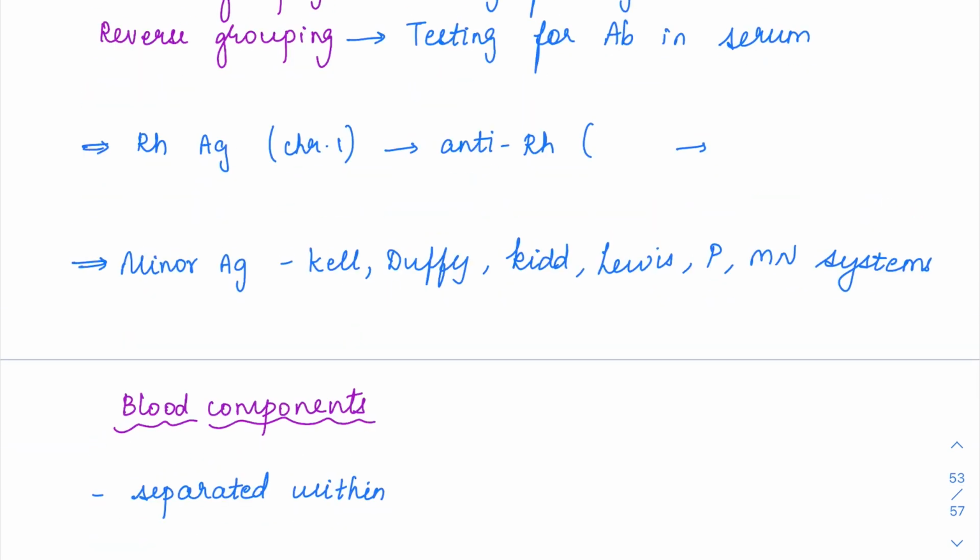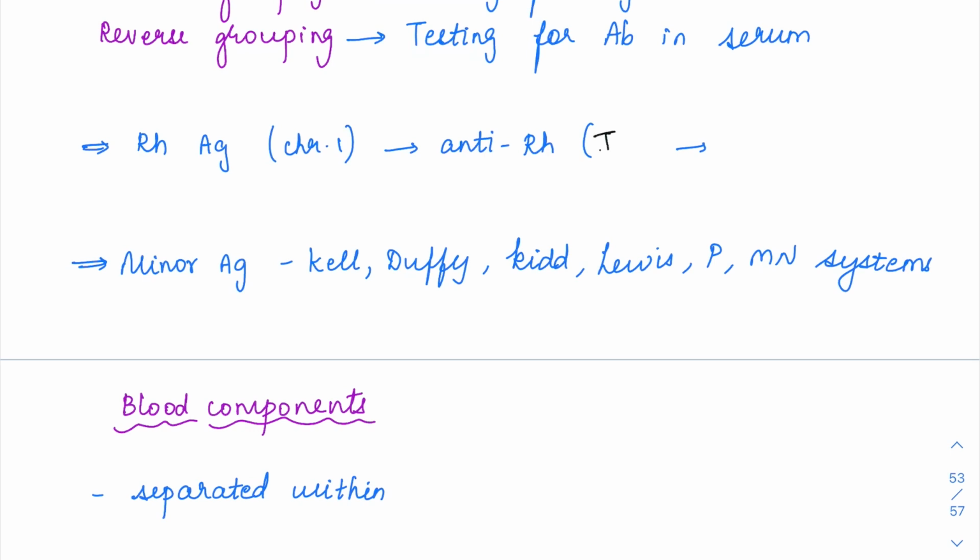So RH antigen, we all know, we call it as A positive, A negative, B positive, B negative, AB positive, AB negative, O positive, O negative, right? So in that, positivity or negativity is going to be determined by the RH antigen. The RH gene is encoded on chromosome 1. So RH antigen can be present or it can be absent. In people who are RH negative, the RH antigen is not present basically. So if RH antigen is not present, they are going to have antibodies for RH. So anti-RH antibodies are going to be there.